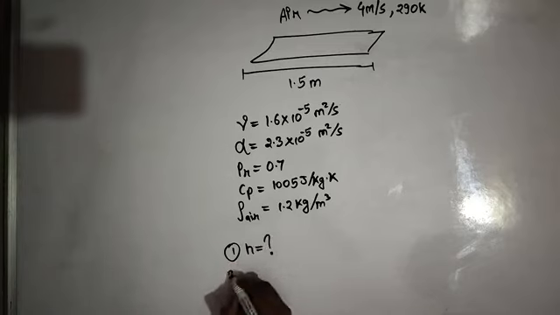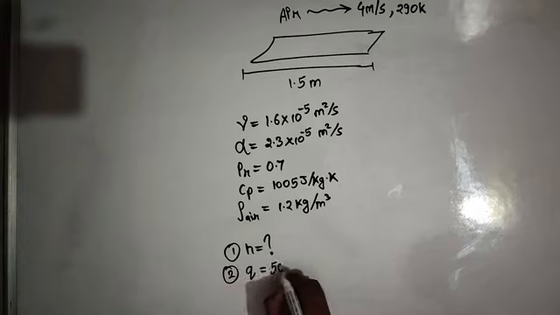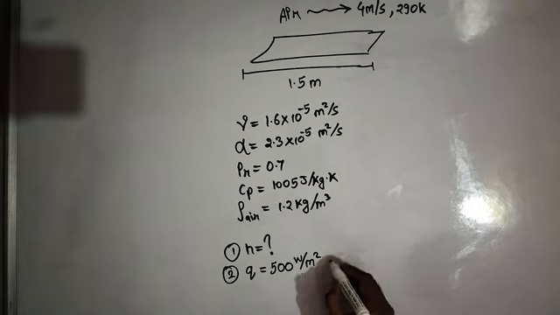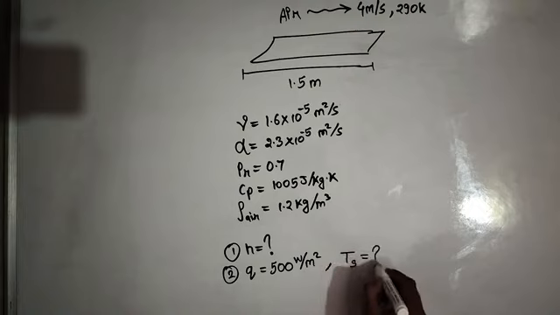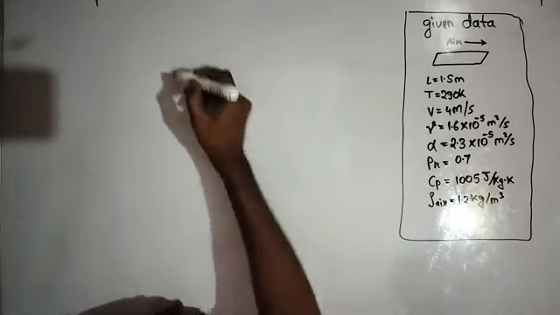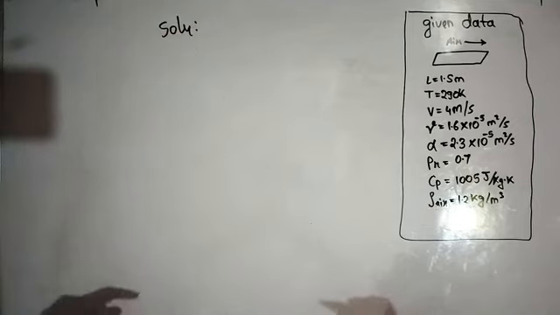And in the second part we are given heat flux, which is Q equals 500 watt per meter square, and we have to find the surface temperature of the plate. Now we have written the given data here. We will start with the solution.